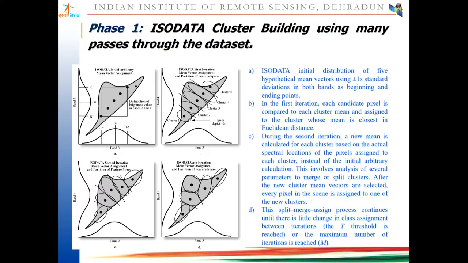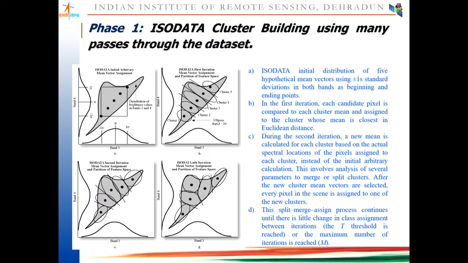Once this is done, the second iteration with a new mean is calculated for each cluster based on the actual spectral locations of the pixels assigned to these clusters, instead of the initial arbitrary calculation with which we started. Now, this involves analysis of several parameters to merge or split clusters. This decision has to be made after the new cluster mean vectors are selected. Every pixel in the scene is assigned to one of the new clusters.